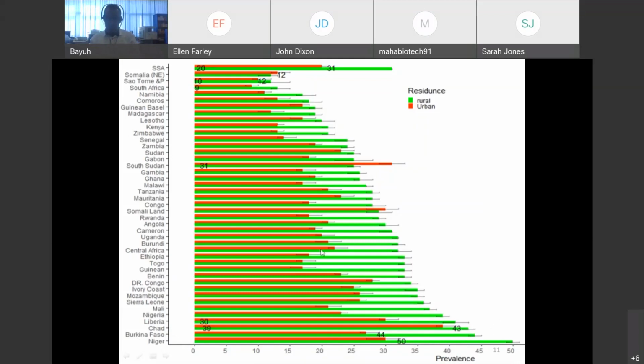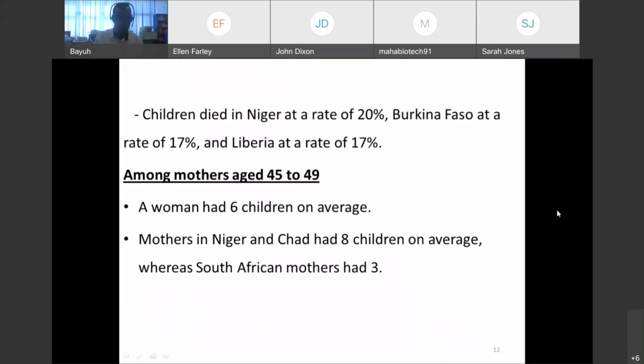In urban areas, among mothers from Liberia, Chad, and South Africa, out of 10 mothers, 3 of them suffered a child death. And the lowest proportion of mothers who suffer a child death, in both urban and rural areas, is found in Somalia, Sao Tome and Principe, and South Africa, where about 10% of them suffered a child death.